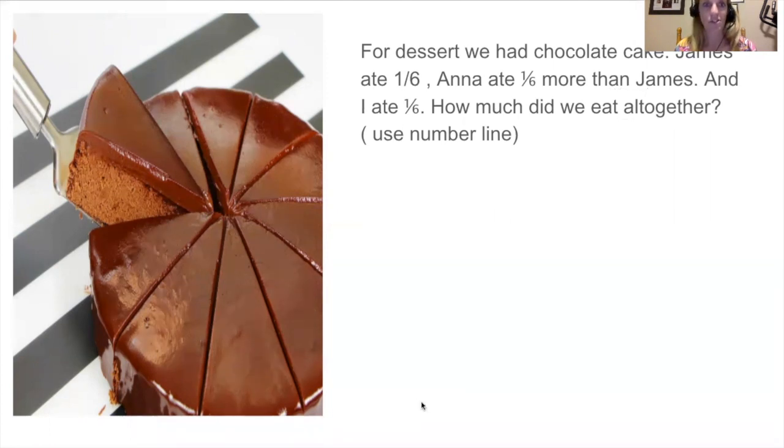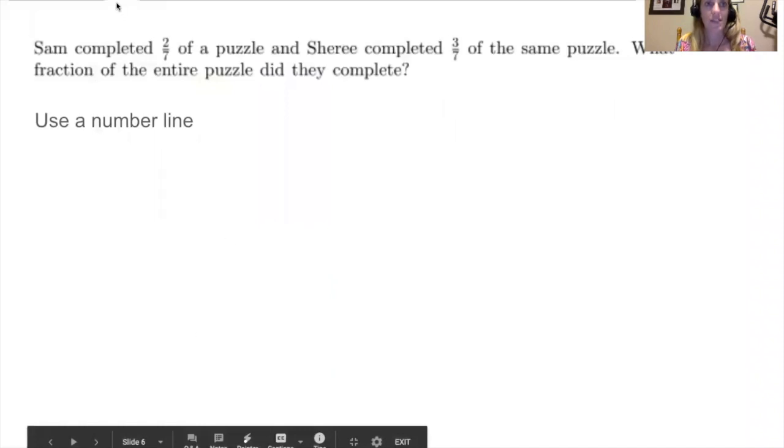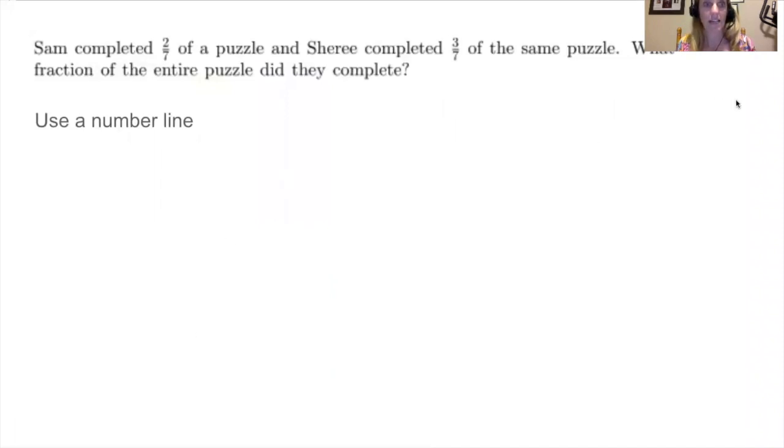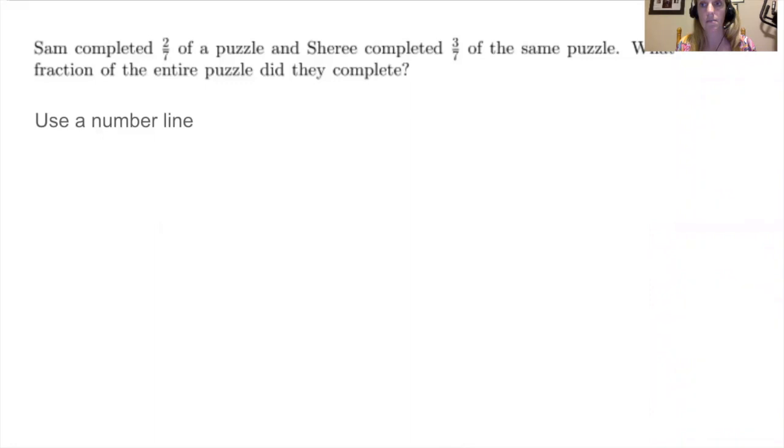Well, we are doing just great. We already learned how to do the pie diagram, and now we're learning the number line. So this is something you may see on your test. So let's check it out. Remember, we're going to read, plan, solve. Sam completed 2/7 of the puzzle, and Sherry completed 3/7 of the same puzzle. What fraction of the entire puzzle did they complete?